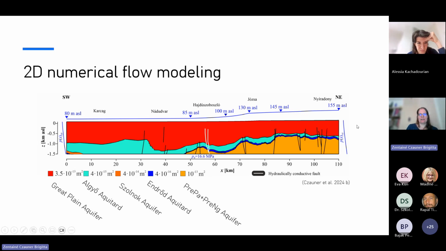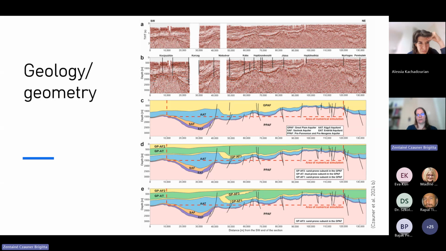Okay, here you can see the geology of the model. I will talk about it in the next slide, but you can also see here the boundary conditions which were defined based on the measured data. Regarding the geology or the geometry, we have seismic sections along this hydraulic cross section, and also well logs from boreholes. So we can interpret this geological information, and we also created 3 different sections.